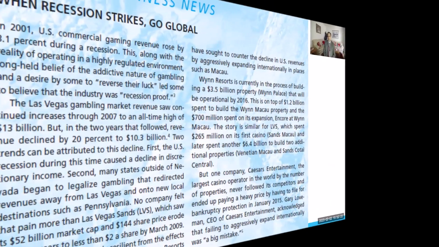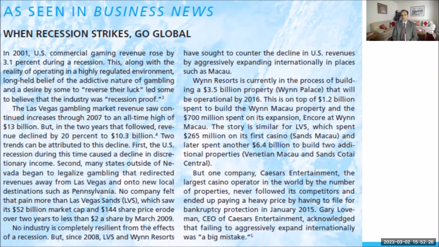Encore at Wynn Macau. This story is similar to LVS, which spent $265 million on its first casino called Sands Macau, and later spent another $6.4 billion to build two additional properties, Venetian Macau and Sands Cotai Central. But one company, Caesars Entertainment, the largest casino operator in the world by the number of properties, never followed its competitors and ended up paying a very heavy price by having to file for bankruptcy protection in January of 2015. Gary Loveman, the CEO of Caesars Entertainment, acknowledged that failing to aggressively expand internationally was a big mistake.